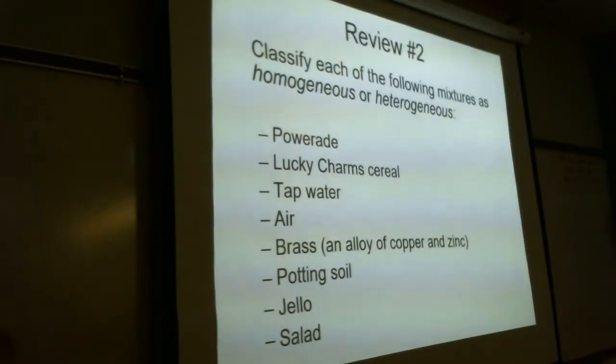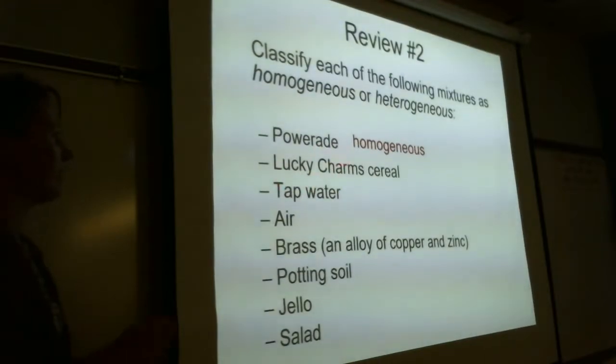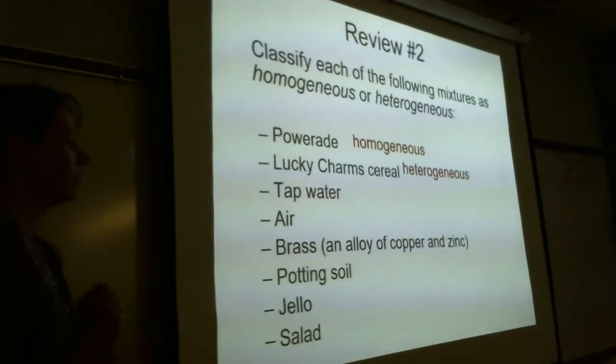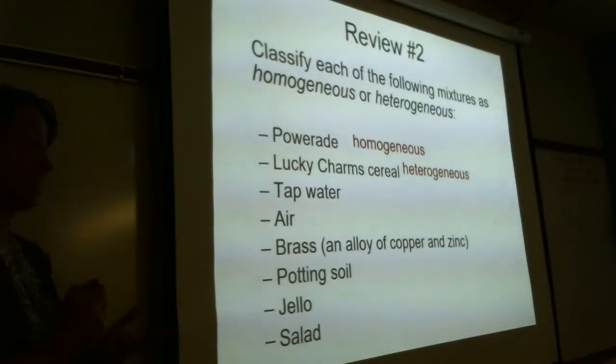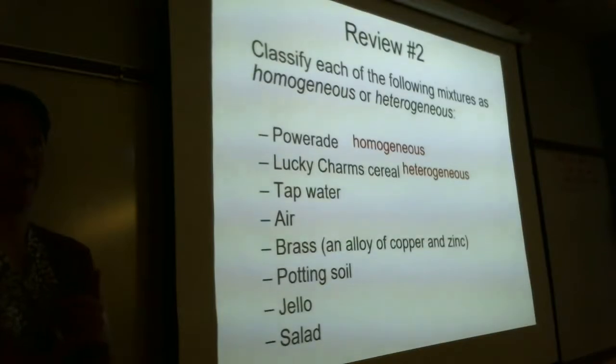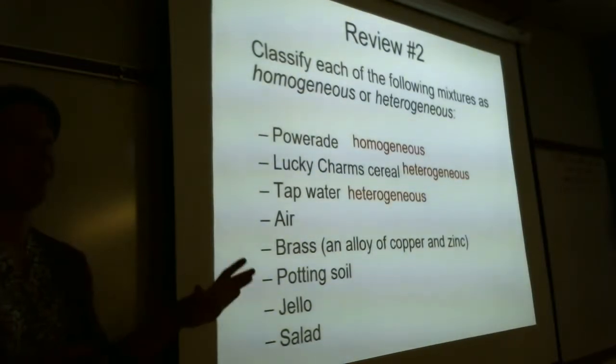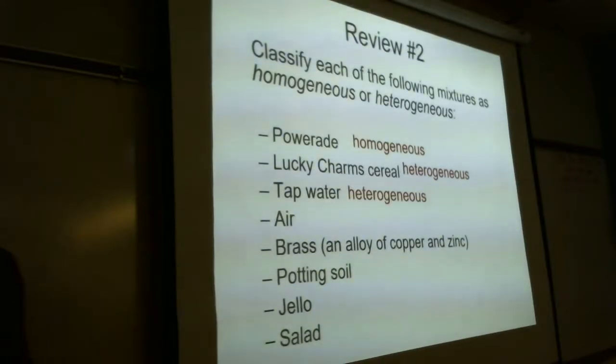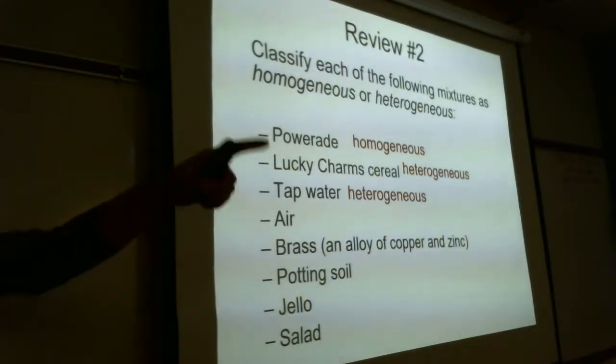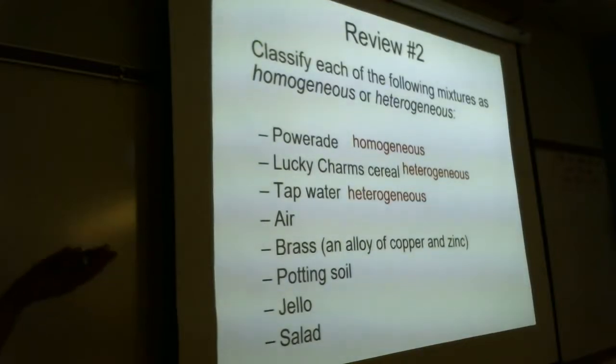So let's go through these. Powerade, sports drink, homogeneous, right? Homogeneous, if you prefer to pronounce it that way. Lucky Charms cereal, that would be heterogeneous. Tap water, well, in theory it's homogeneous. What happens in reality though? In reality, it's heterogeneous, right? Because think about it, it has to sit in the pipes. And so my tap water here is very heterogeneous. If you turn on your faucet, yours is going to have more rust in it than that one over there, because of the pipes especially.